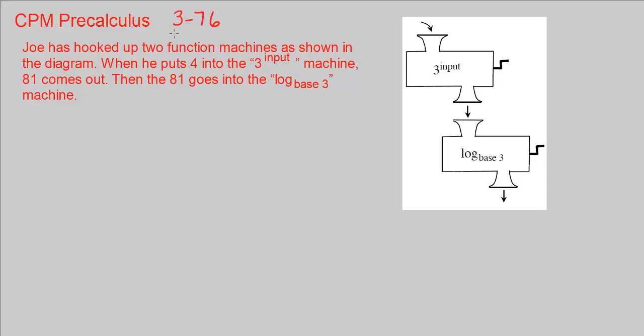This is CPM Precalculus Chapter 3, number 76. So Joe has hooked up two function machines as shown in the diagram. So here are two function machines. Here's one of them. Here's the second one.